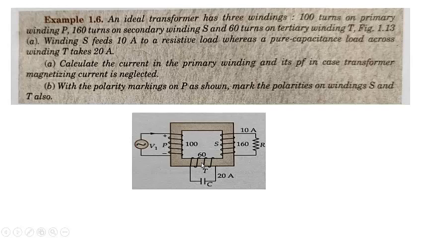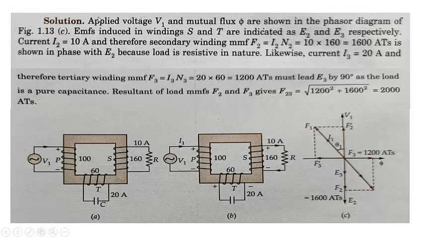Here you need to be very sure that this MMF, let us say, is in this direction, having 0 angle, and this MMF will have a positive direction. So it is shown over here. Applied voltage V1 and the mutual flux are shown in the figure, that is this. This is the applied voltage, this is phi. We need to be very sure about all these things. The phasor diagram of this, with EMFs induced in the windings S and T indicated, I have just discussed.